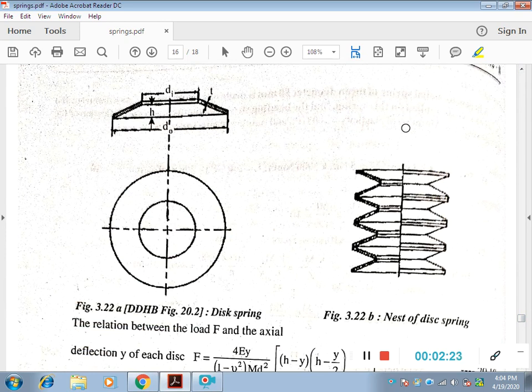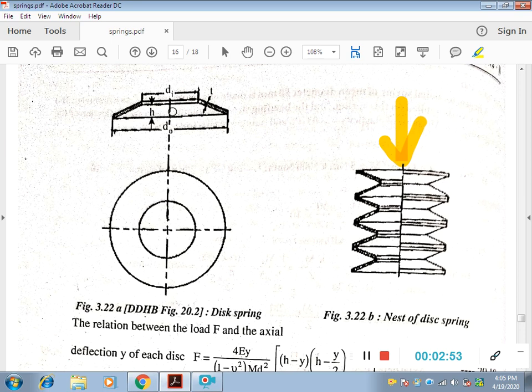Consider here. When the load is applied here, I'll draw this diagram. When the load is applied here, this spring is going to flatten, means it is going to extend. This extension of the spring is nothing but spring action. Clear? When the load is applied, this flat spring is going to extend. This extension is nothing but spring action. Clear?